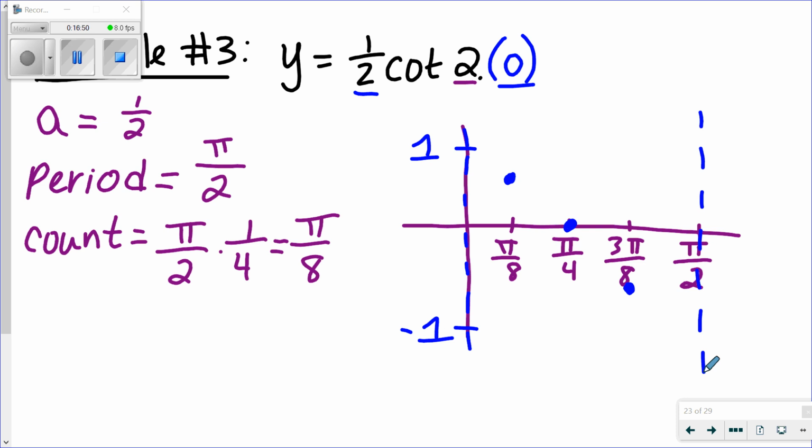Connecting these dots for this one period, remember we curve towards the asymptote, which means on the left we're going to curve up towards that asymptote, and on the right we're going to curve down towards the other asymptote.